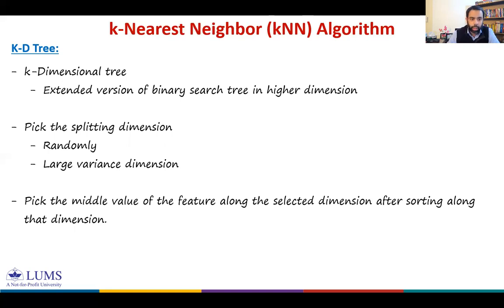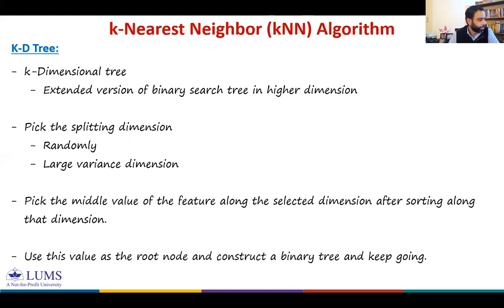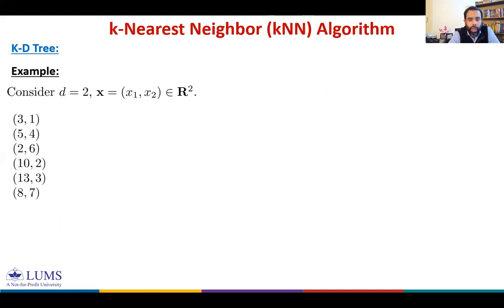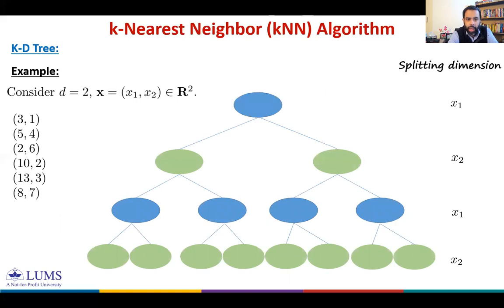Okay, to illustrate this, let me give you one example, and we will construct a KD tree for a given data. So for convenience, we take D is equal to 2. This means we have data in a two-dimensional space, and we assume that we have these data points. And for these data points, I want to construct this binary tree-like structure. In fact, this is a binary tree, but the difference is that here, we have this splitting dimension, right?